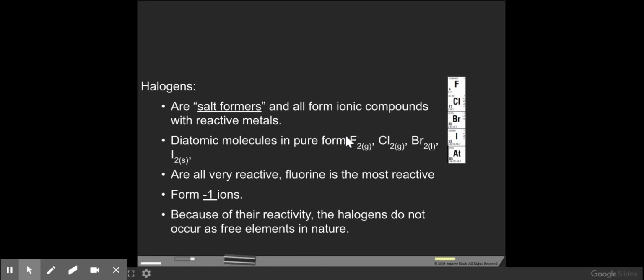Again, you'll always find your Brinclhof twins bonded to themselves. So fluorine is a Brinclhof twin, and chlorine's in there too. So is bromine and iodine. They like to bond to themselves. Because of their reactivity, the halogens do not occur as free elements in nature, so they'll always be bonded to something.